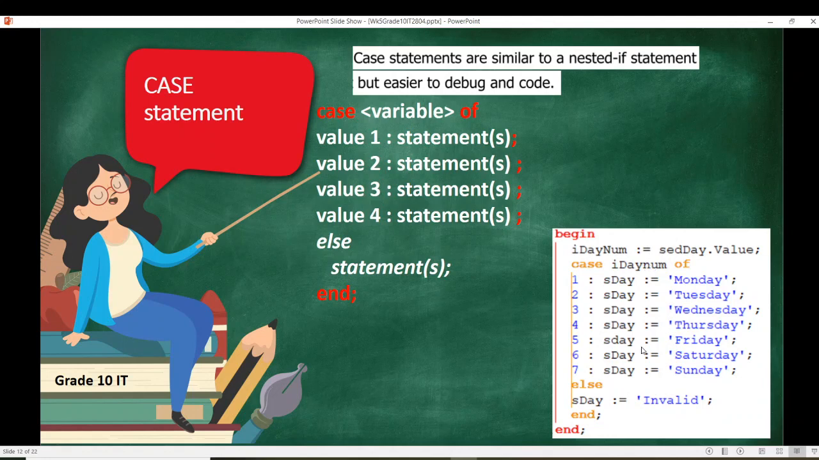And then included in this one is a little bit of validation that says else sDay gets the value of invalid. So anything other than 1 to 7 that gets put into iDayNum is going to then place invalid into sDay. So if we were then going to output sDay, let's say iDayNum equaled 4, it would say today is Thursday. If it was 9, then it would output today is invalid. Okay, it doesn't really matter, but just to show you that that's how it would actually work.